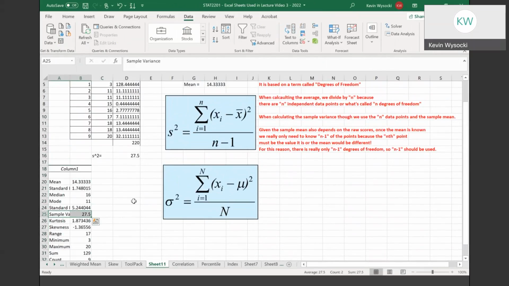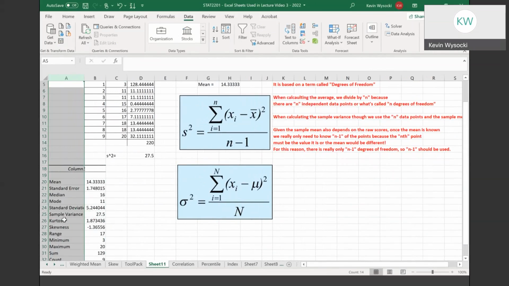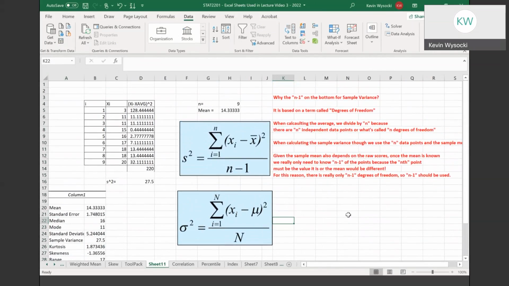So when we look on the table for descriptive statistics, under the sample variance, we get a value of 27. So a lot of times students ask about why do we use this n minus 1 on the bottom? Okay. And it's based on this idea of degrees of freedom.